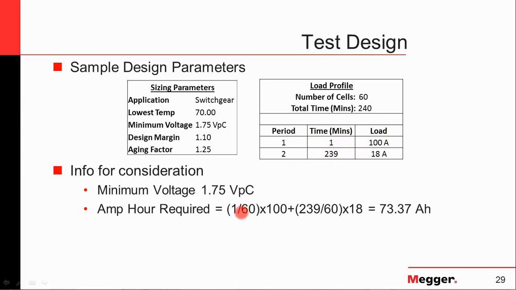So to calculate the amount of amp hours required, I'm going to convert this time into an hour basis. So I need to divide the 1 by 60 and then multiply that by the current. As well, I need to convert period 2 into an hour basis. So I take my 239 divided by 60 and multiply that by my 18 amps, and that gives me that I need 73.37 amp hours of capacity for this battery.